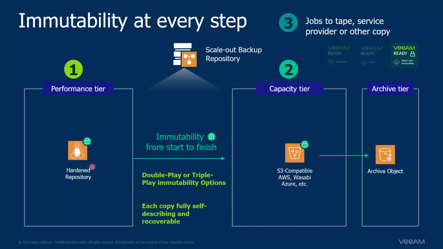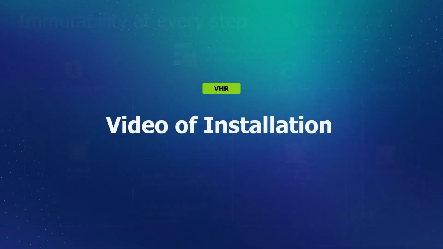Now you could also have one VHR at one site on one's own network, and then at another site on your own network you could have a second. So you could draw this up even without object storage. There's so many ways you can do it. So also, I made a video.